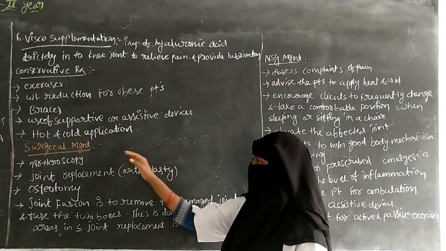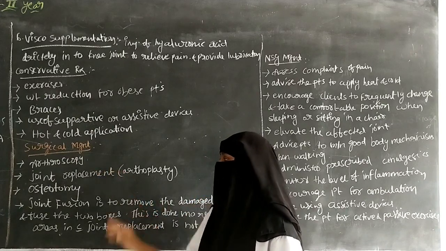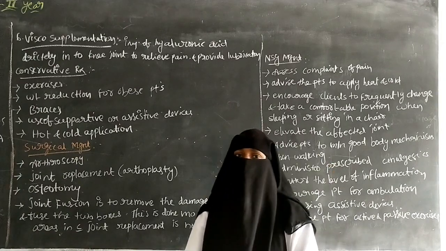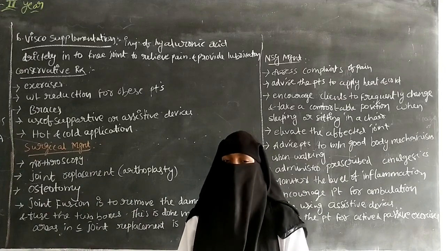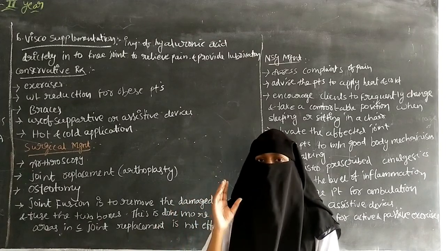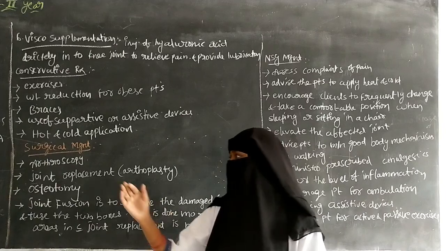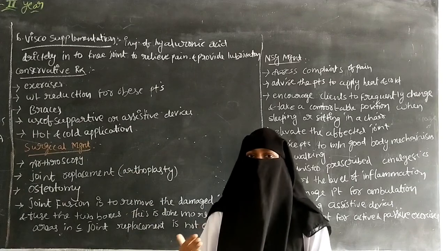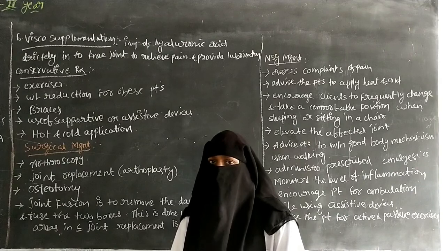Next one is the surgical management. The surgical management includes, first, arthroscopy. In arthroscopy, a small incision is made and the scope is inserted into the joint, and the damaged cartilage and the damaged tissues can be removed.